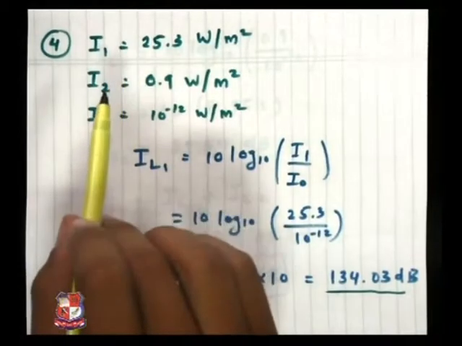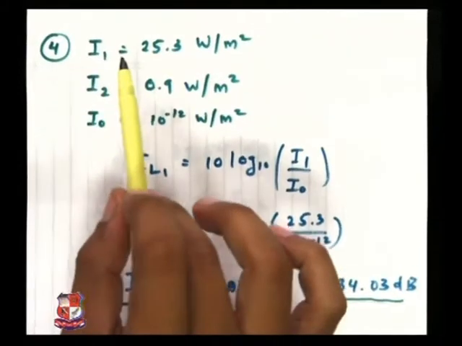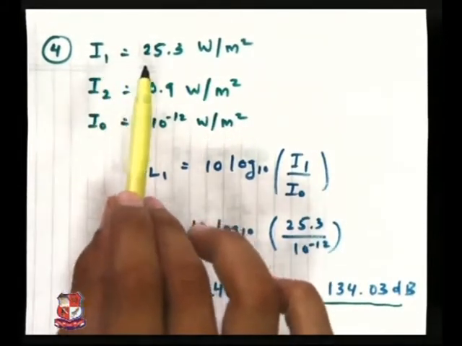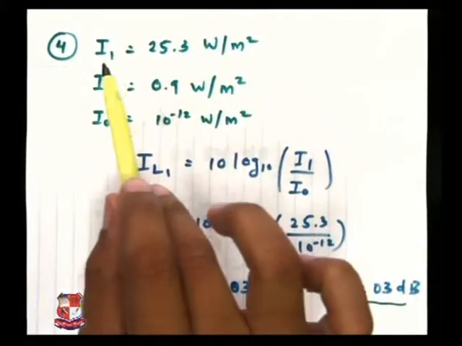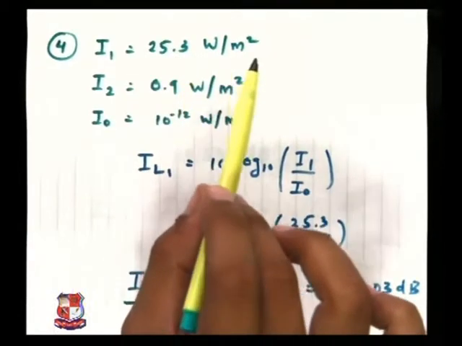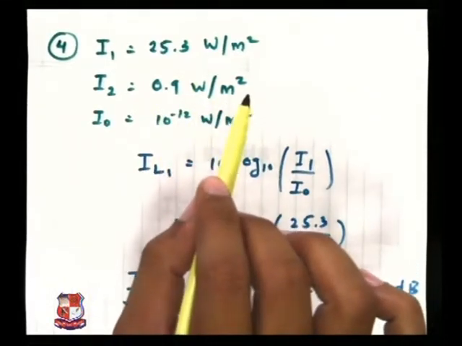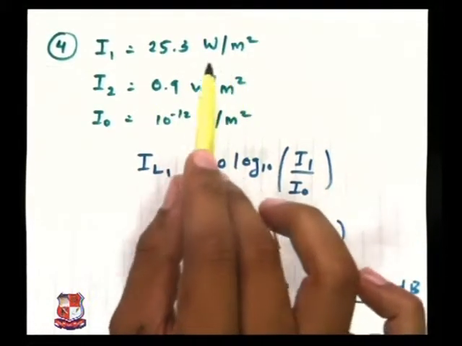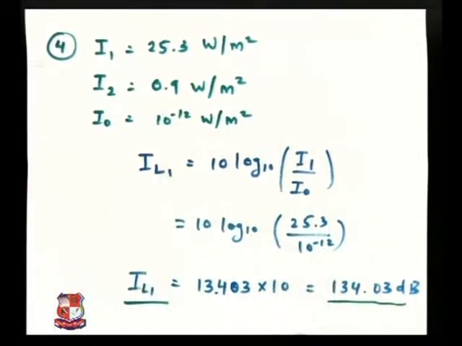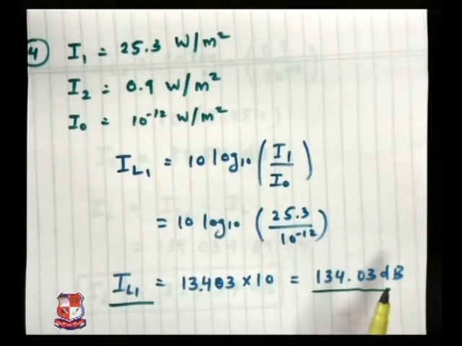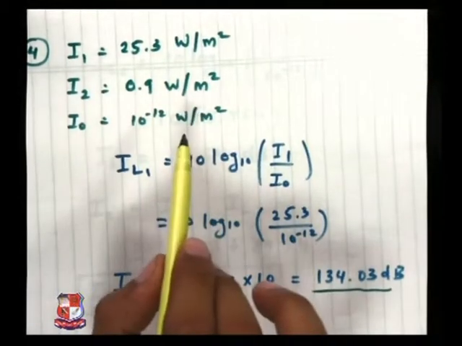Here in this numerical, you can see that the first intensity of the sound source of a train is represented as I1, which is equal to 25.3 watt per meter square, and in the same manner I2 is equal to 0.9 watt per meter square. Watt per meter square is the unit to measure intensity, whereas decibel is the unit to measure the intensity level, not intensity.